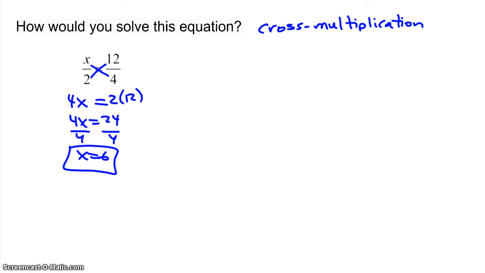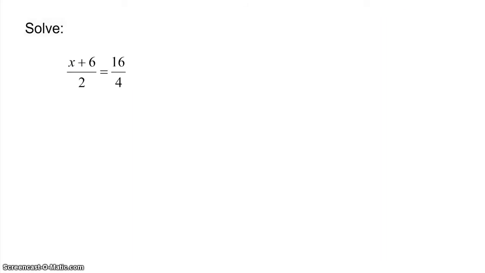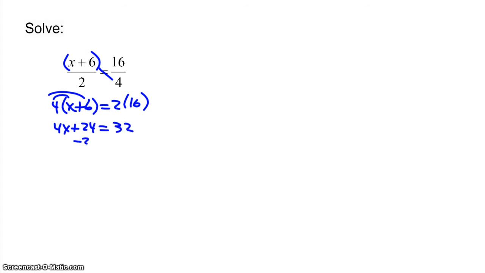Really the only complication with cross multiplication is you've got to be careful if you have more complicated expressions like x plus 6. What I'd recommend is that you always put parentheses around there so that you can remember that when you multiply this, it's 4 times the whole quantity, x plus 6, equals 2 times 16. Now from here there's a couple ways you can go. You could distribute, which is not a bad thing to do. That would be 4x plus 24 equals 32, and then you could continue to solve. 4x equals 8, so therefore x equals 2, right?